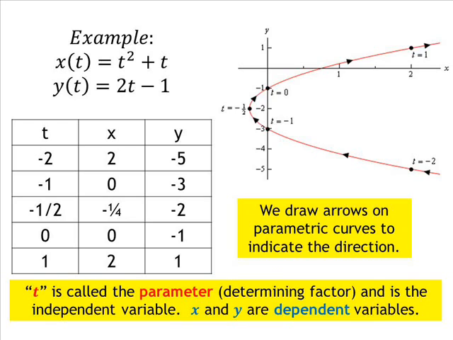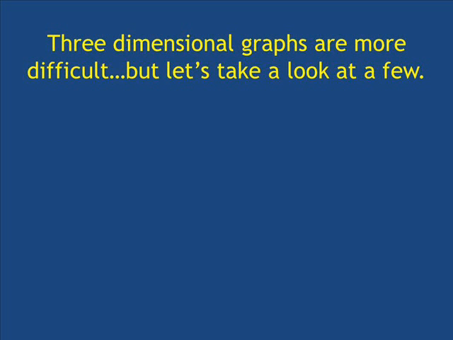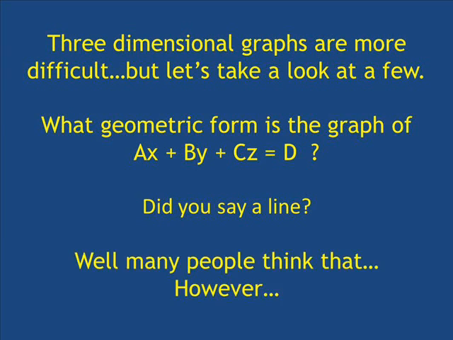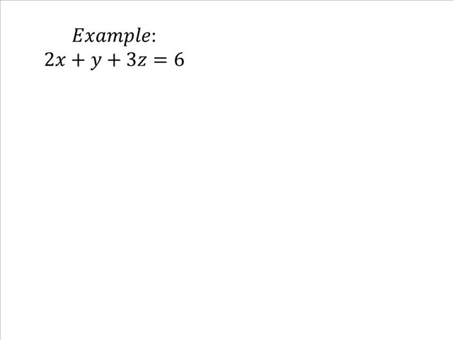Now, three-dimensional graphs are more difficult, but let's take a look at a few anyway, just for fun. What geometric form is the graph of ax plus by plus cz equal d, where a, b, c, and d are numbers? Did you say it's a line? Well, a lot of people think that's a line because ax plus by equals d in 2 dimensions is a line, but let's look at an example with actual numbers.